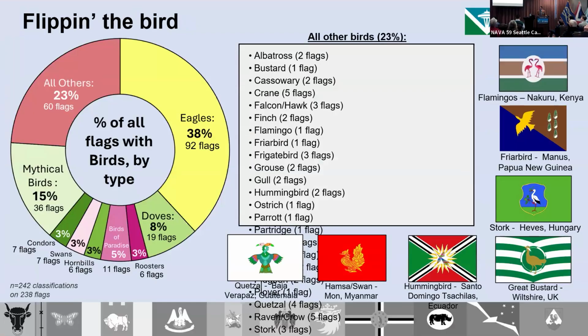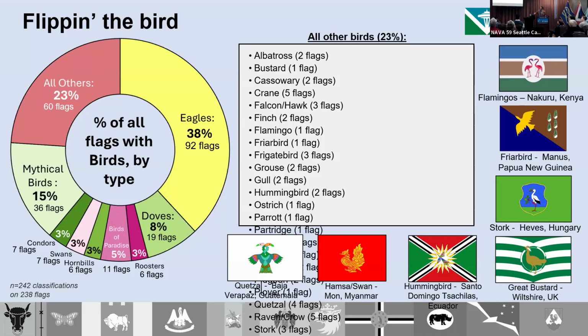So, flipping the bird. Again, I won't dive too much into birds because James Croft did such a great presentation at NAVA 57 on the aviary, but I thought I'd add some statistics to it. Obviously, birds represent 30 to 40% of animals on flags. Most of those are eagles. There are 92 flags containing eagles, or 112 eagles on flags that I studied. Some other common ones would be mythical birds, doves, condors, swans, things like that.